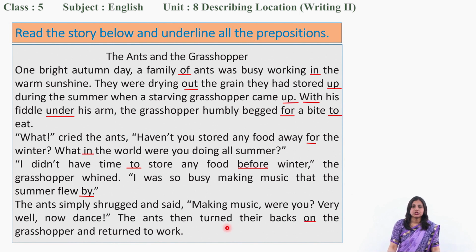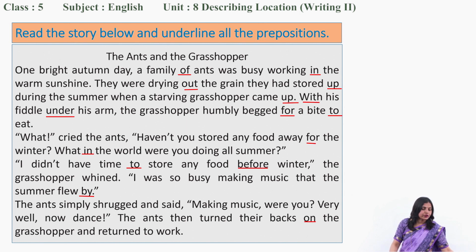The ants then turned their backs on the grasshopper and returned to work. Is that all? Aren't there any more preposition? Yes, there is two also here. Okay, so these are the prepositions. Off, out, in, up, yes, with, for, under. These are the prepositions given over there.